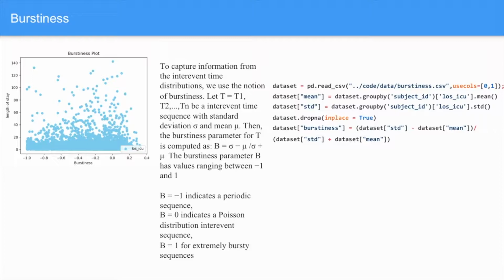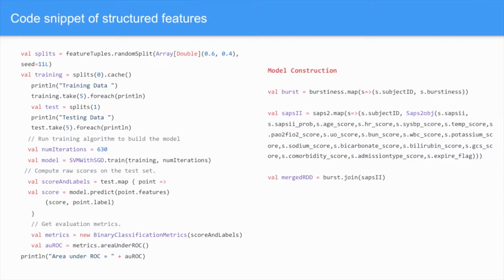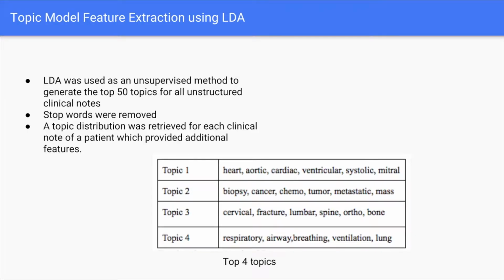On the right side, we have given the formula for calculating the burstiness, and then we have included the Python script snippet to calculate this burstiness parameter. In this slide, we have included the code snippet for a structured feature. LDA was used as an unsupervised generative process to create the top 50 topics for all clinical notes. Then a topic distribution was retrieved for each note as an added feature to be used in our prediction model.